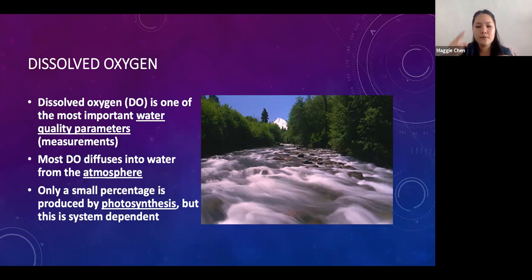So when your river or your water body agitates, like say, as it moves over stones, that's how air from the atmosphere goes into water.